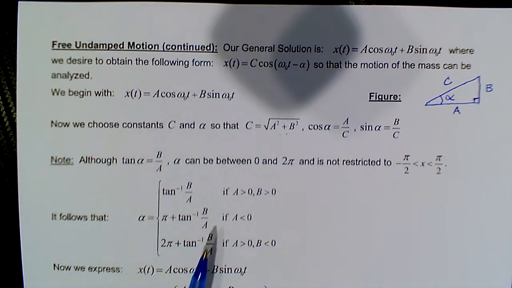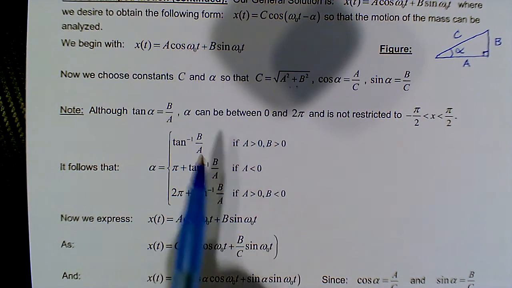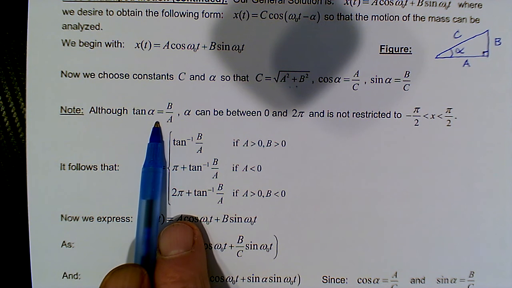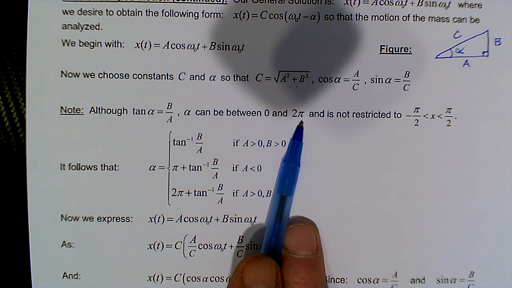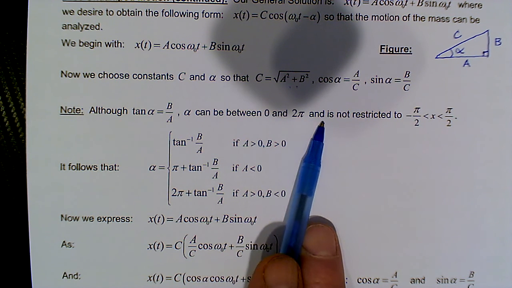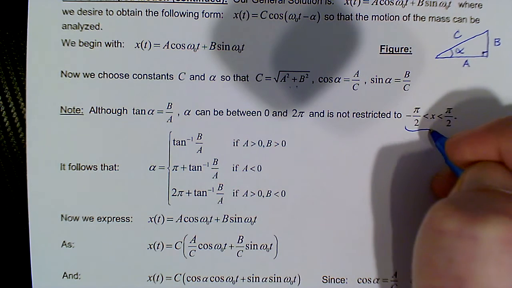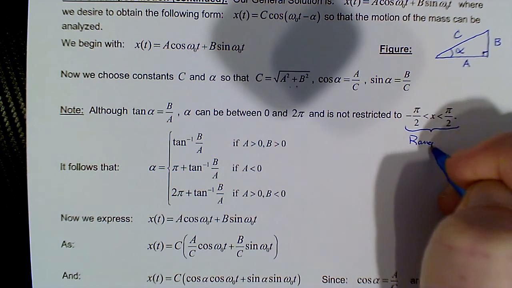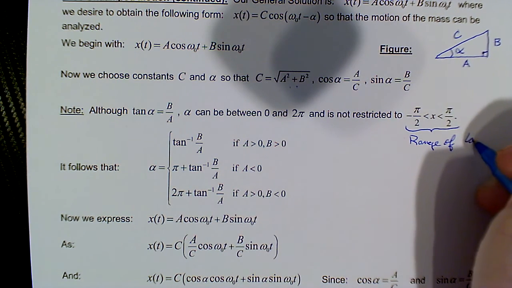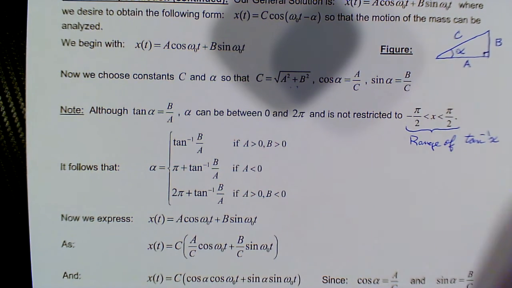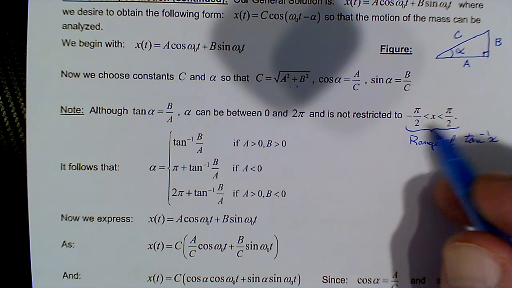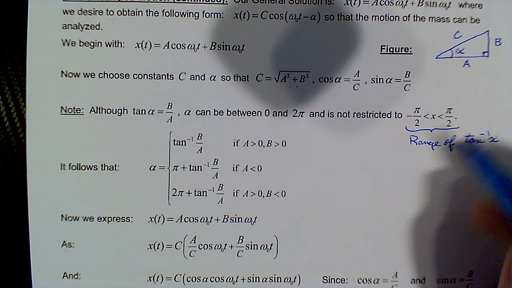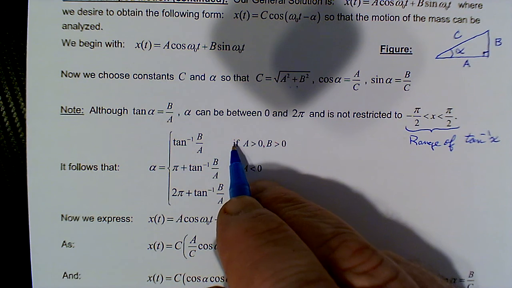Now, the way the textbook does it is this. When we talk about the tangent of some angle alpha, it can be between 0 and 2 pi, and it's not restricted to this. This is the range of the inverse tangent of x. So you might recall that the inverse tangent is restricted between negative pi over 2 and pi over 2. So if we're going to use the inverse tangent, this is what the textbook does.